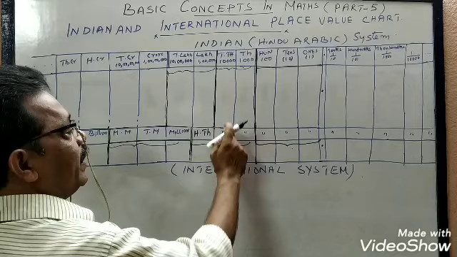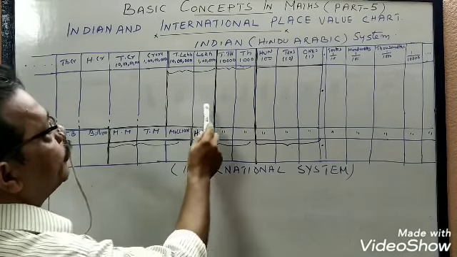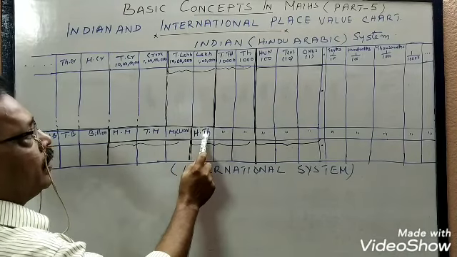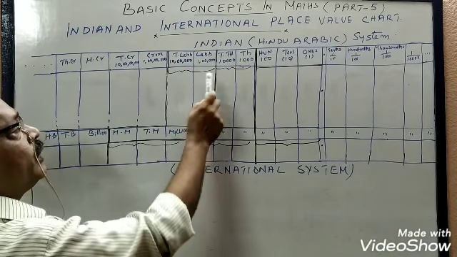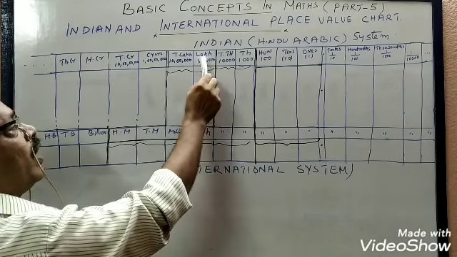See, up to 10,000 there is no difference between the Indian system and the international system. But here you notice 1 lakh is equal to 100,000. So we should not use 100,000 in the Indian system. In the Indian system, 100,000 is equal to 1 lakh.